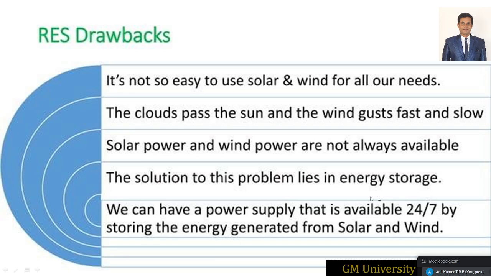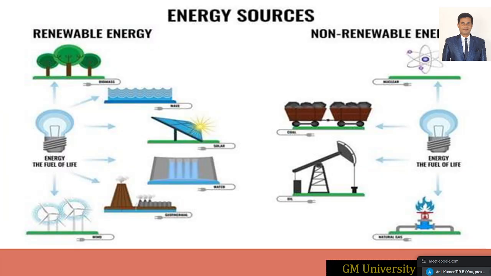The solution to this problem is energy storage. You have to store the energy, right? The only solution: use the renewable energy, make the integrations, and store the energy in batteries. So we can have a power supply available 24/7 by storing the energy generated from solar and wind. That is the only solution. Integrate the renewables, and store the energy to satisfy the energy demand and the peak demand. Whenever the load comes, supply it 24/7 from the storage. All right.